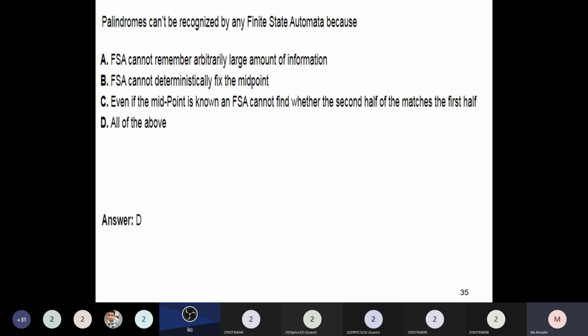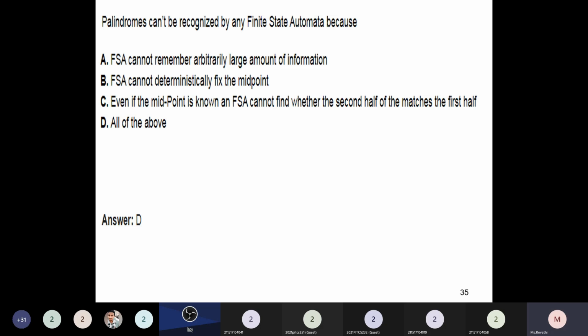Palindrome cannot be recognized by finite state automata because... So we have 4 options here. Palindrome means what? While reading from the backward, it gives the same meaning. That is the palindrome. But we cannot design the finite state automata for palindromes because in finite state machine we don't have any memory unit. Memory unit we don't have in finite automata, so we cannot remember anything. If it is a palindrome, the first symbol and last symbol should be the same. We have to remember the first symbol, then only we can check whether the last symbol is the same as the first symbol. But in finite automata, we don't have memory.